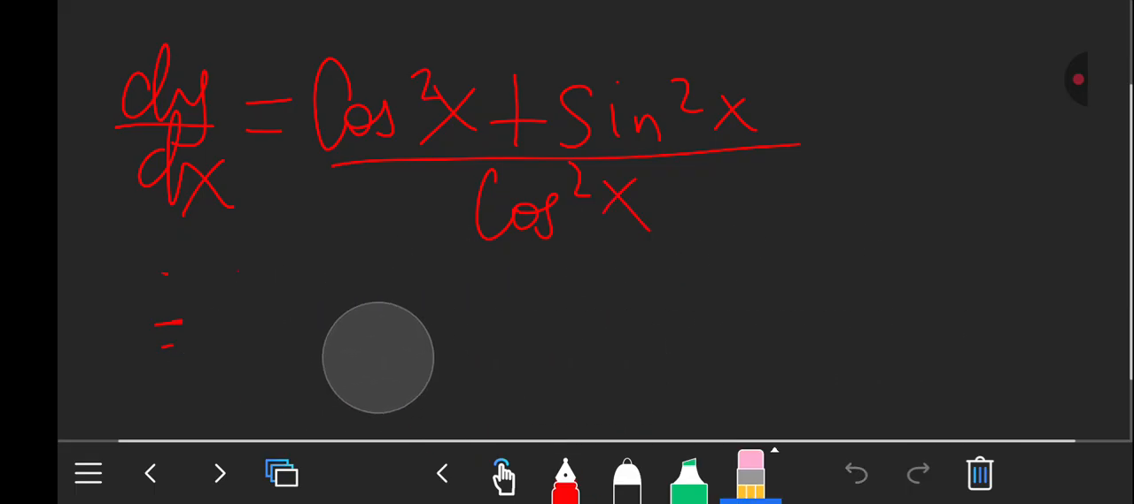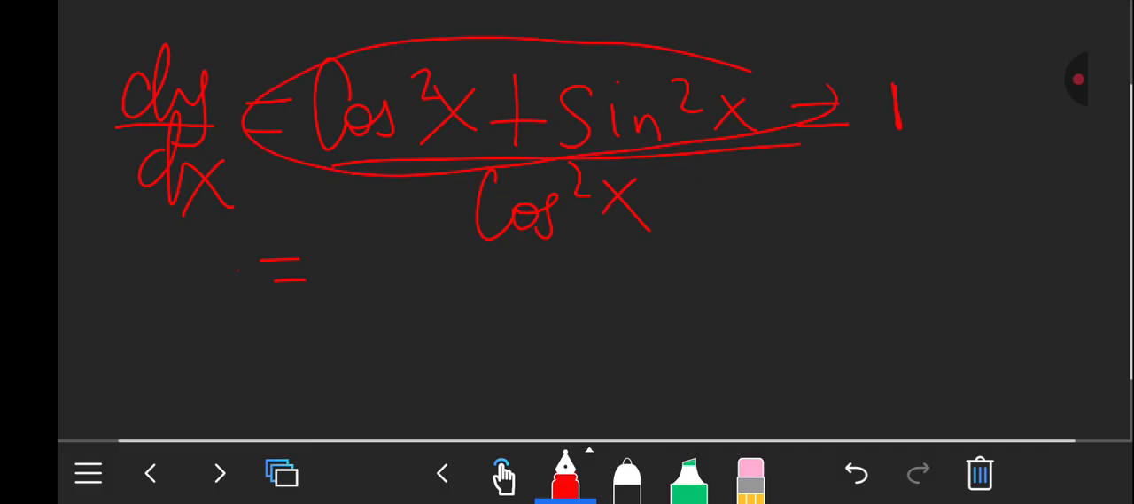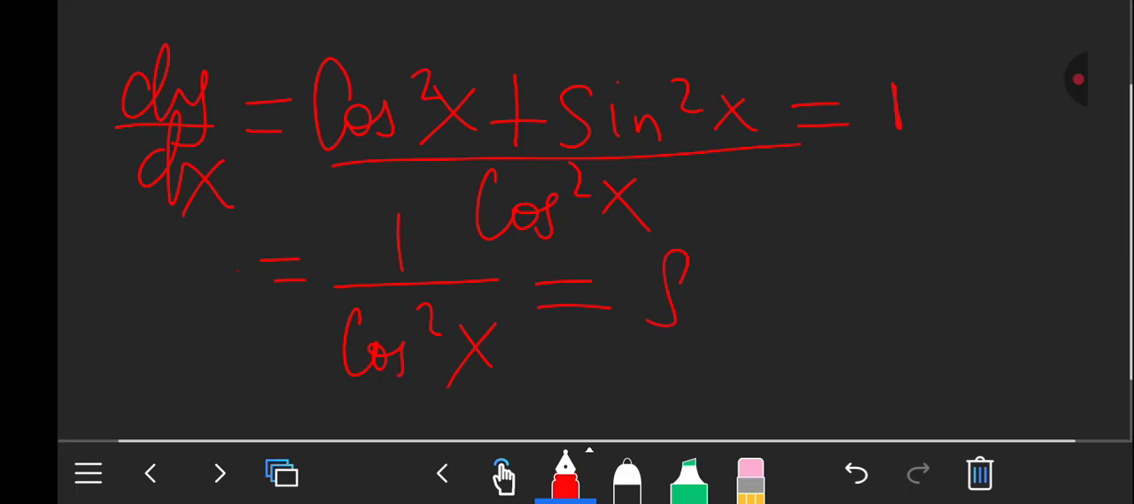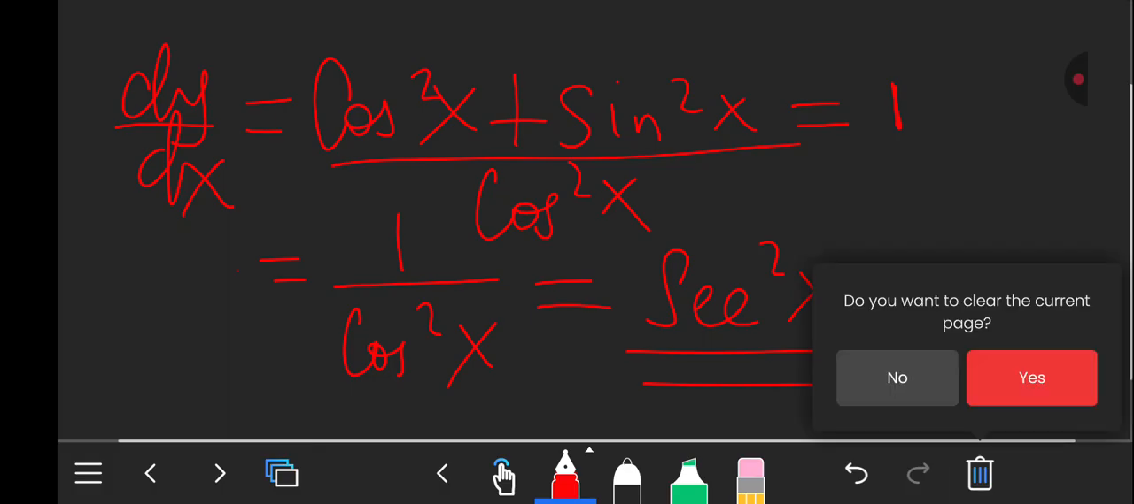So we can now simplify this. Cos square x plus sin square x, from our identities, is just 1. We did trigonometry and we said cos square x plus sin square x is just 1. So I'm just going to say 1 over cos square x. But when you have 1 over cos square x, that is just sec square x. So the derivative of tan x is just sec square x. So we found the answer.